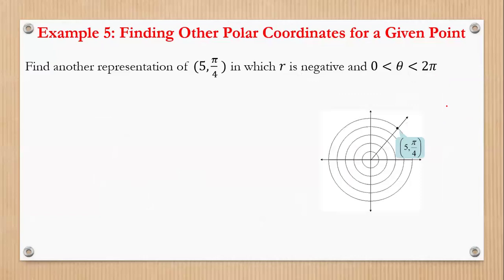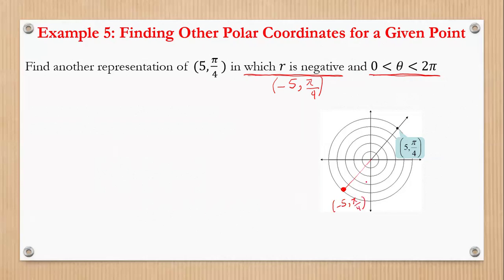Next example. This time we want to find another representation of 5 and pi over 4, in which r is negative. We want r to be negative and the angle to be between 0 and 2 pi. Okay, if I change r to negative, it gives me -5 and pi over 4 without changing the angle. And I know that -5 is in the opposite direction. That means it's somewhere over here. That's -5 and pi over 4.